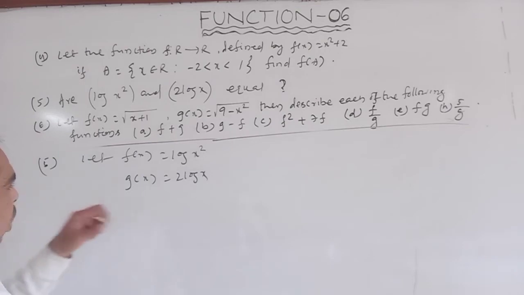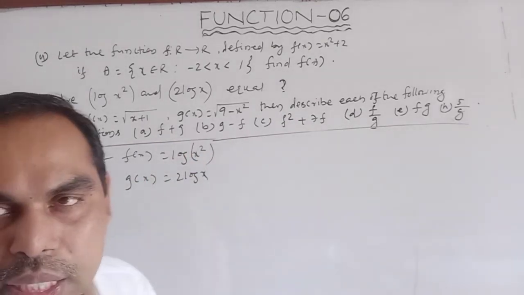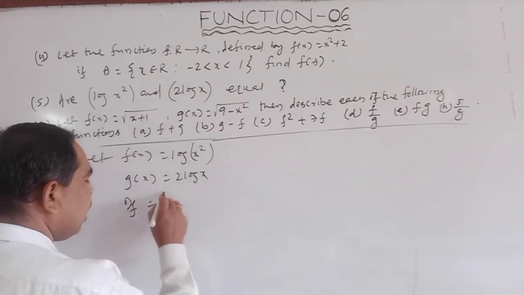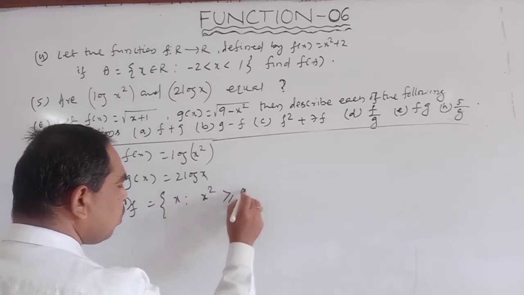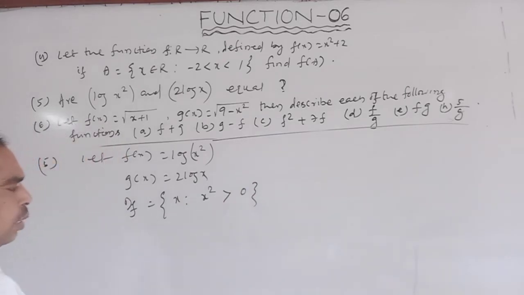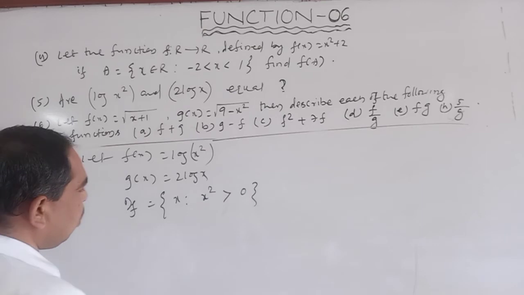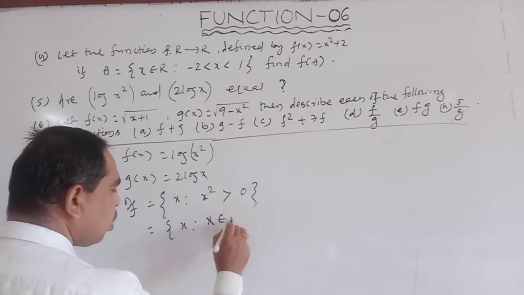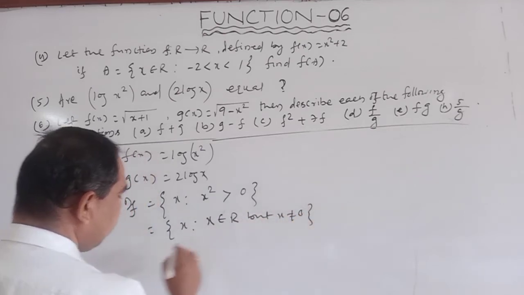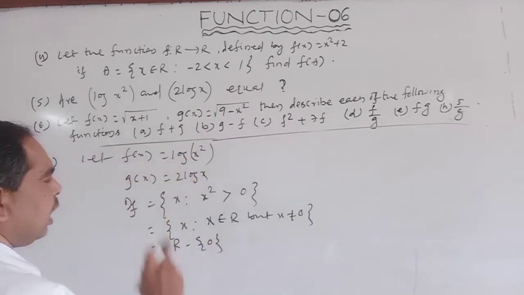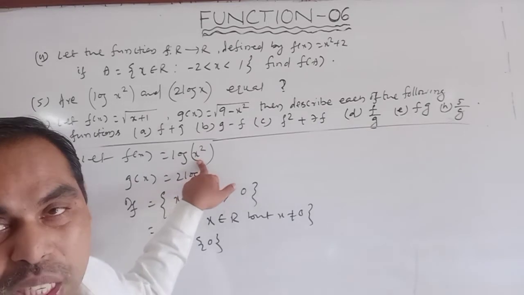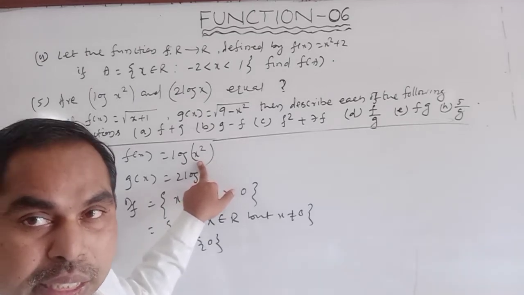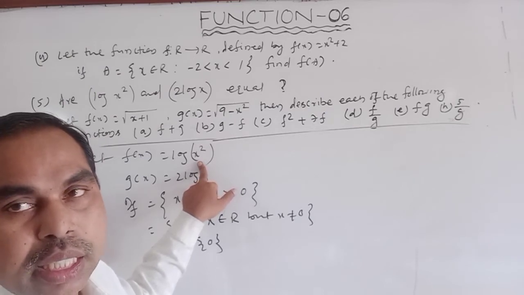X square is always greater than or equal to 0. The domain of f, with log x square, is x such that x square is greater than 0, which means the domain is x such that x belongs to R but x is not equal to 0. So R minus the set containing 0 is the domain of f, because if x is negative, x square is positive. Only when x is equal to 0, log 0 is not defined. Therefore, we cannot take the value 0.